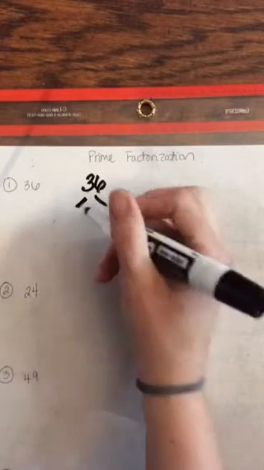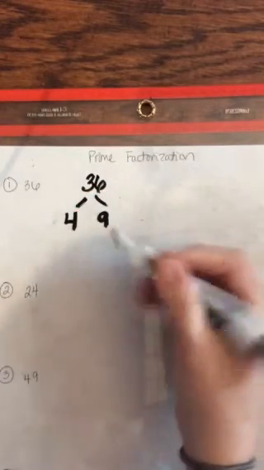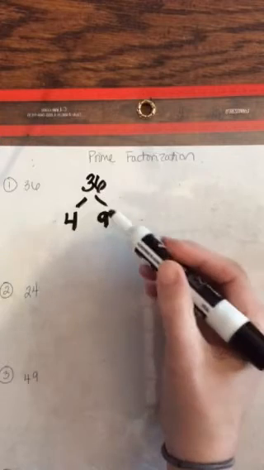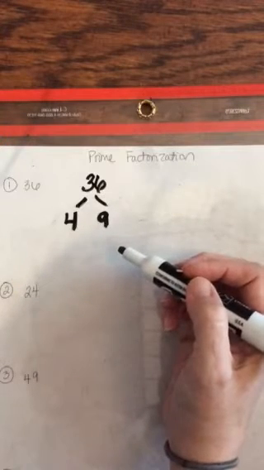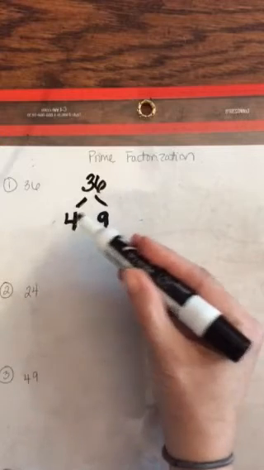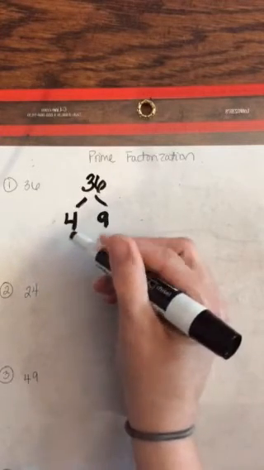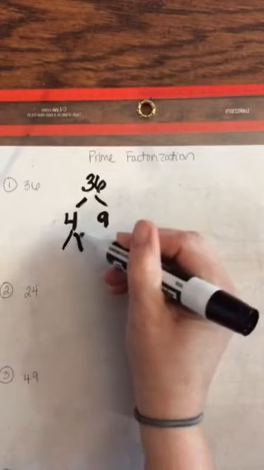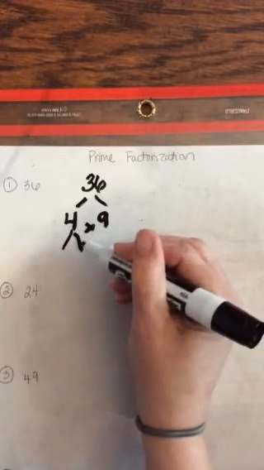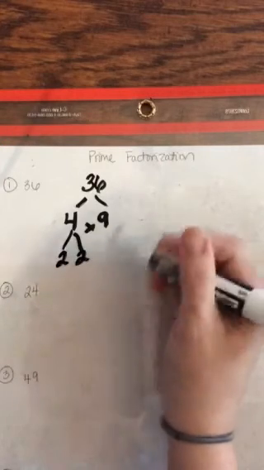For this example, I'm going to start with 4 and 9. So notice that we're building a tree. We're kind of having some branches that are going off here. So this is why they're called factor trees. What I'm looking for is prime numbers. So I notice that 4 is a composite number. It can be broken down into more factors. It can be broken down into 2 times 2.